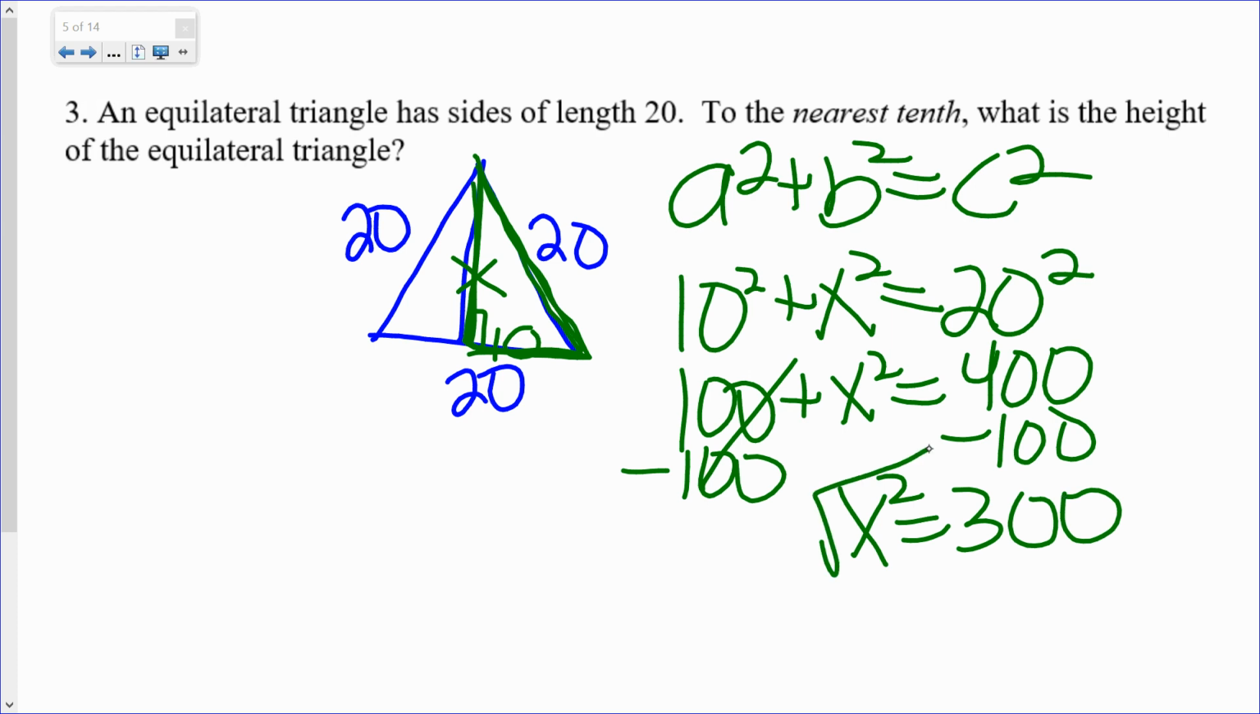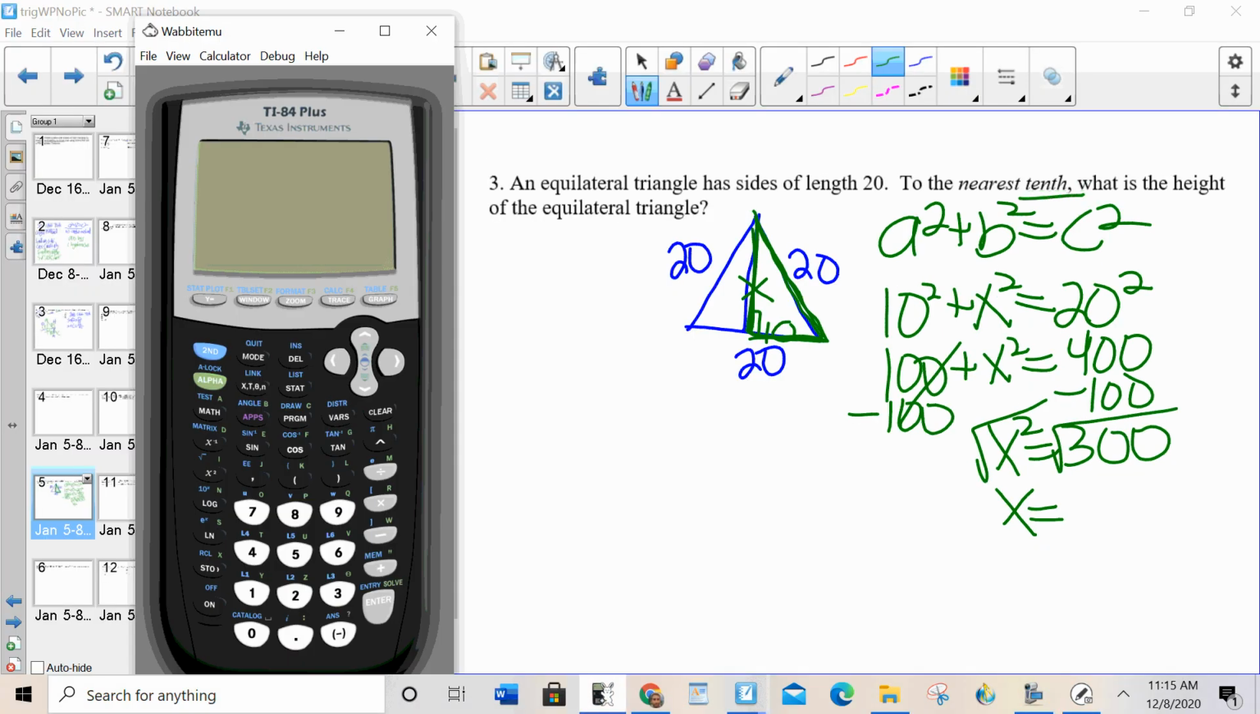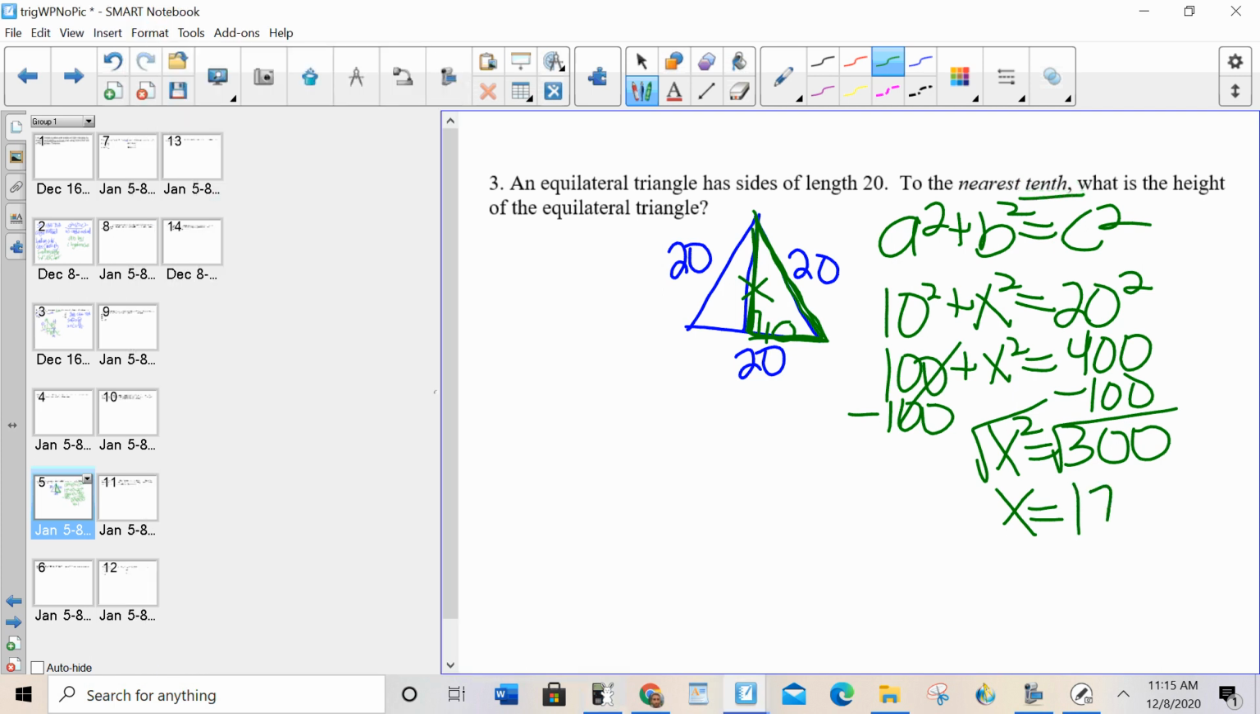Now, to get rid of the squared, I do the square root of both sides. It's asking to the nearest tenth, so I'm going to go to my calculator. I'm going to type in radical 300, second radical 300. To the nearest tenth, I get 17.3. And that's my answer.